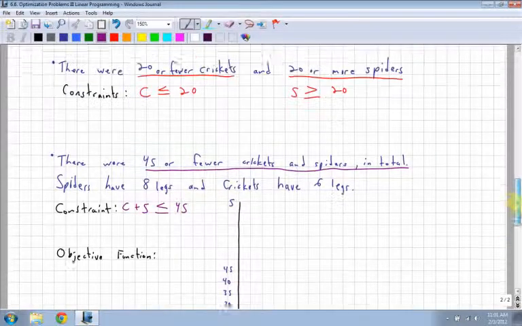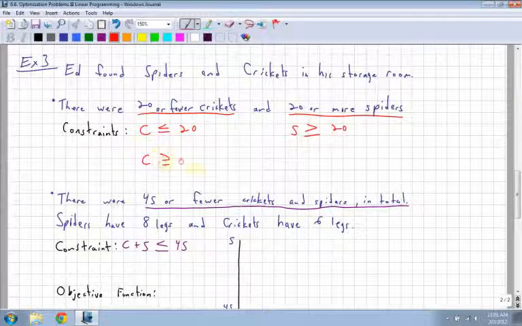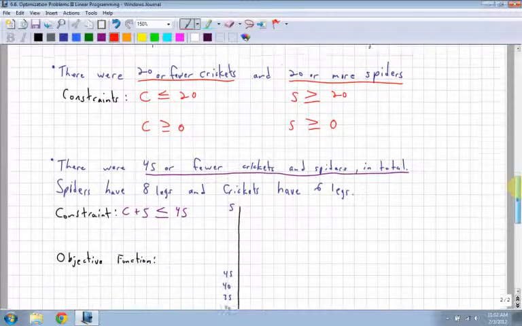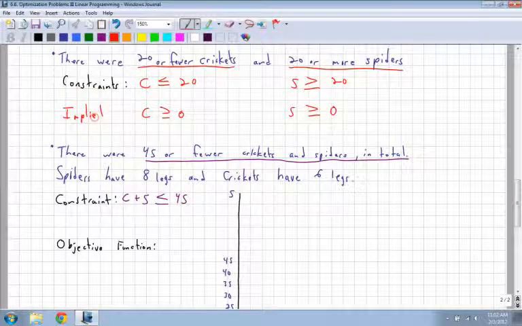What's implied though? Well, it should be implied that C is greater than or equal to 0 and S is greater than or equal to 0. You can't have negative crickets or negative spiders, so you have to have them both greater than or equal to 0, and those are called implied constraints.